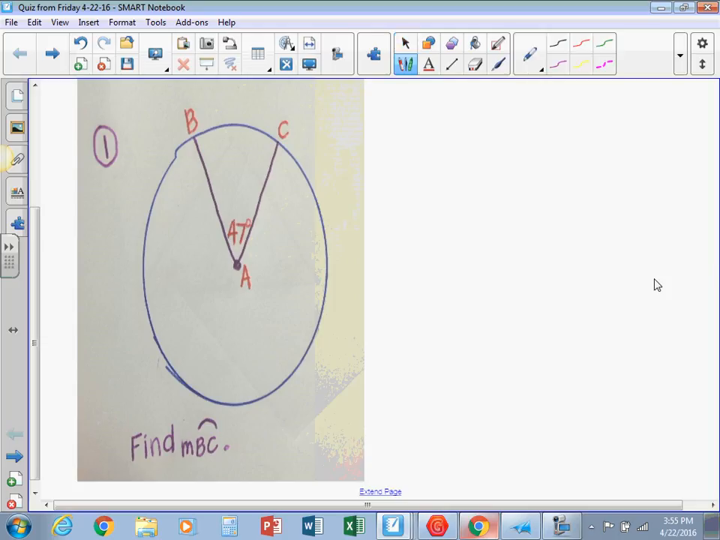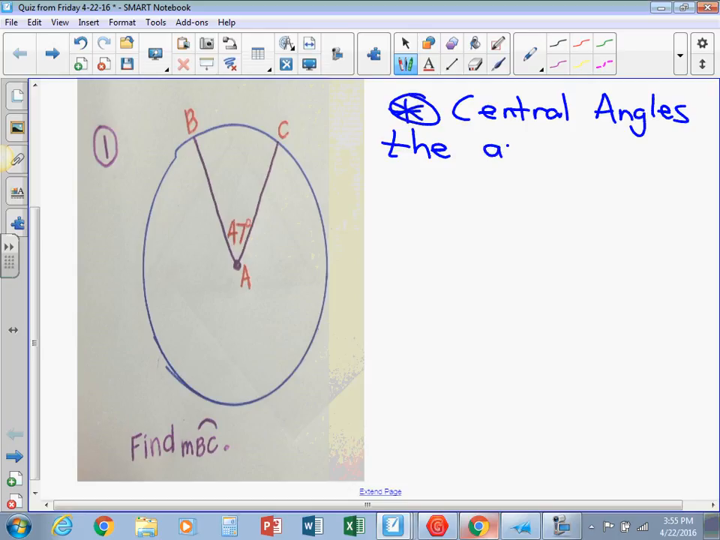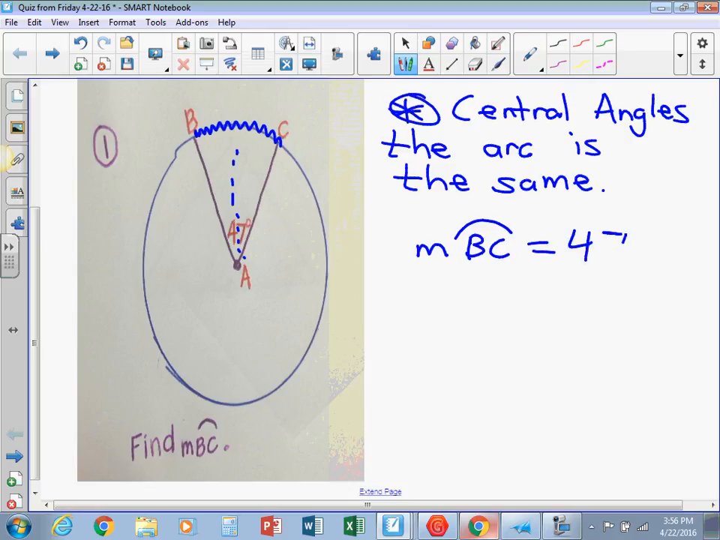So if I want to do this problem, we have to remember the property that with central angles, the arc is the same. And it's not just any arc, it's the arc that's involved with this angle. So find the ends of the rays here where they stop on that circle, and it's from B to C. So looking at the central angle, the arc, if I'm finding the measure of arc BC, it is going to be 47 degrees. All right, number two.